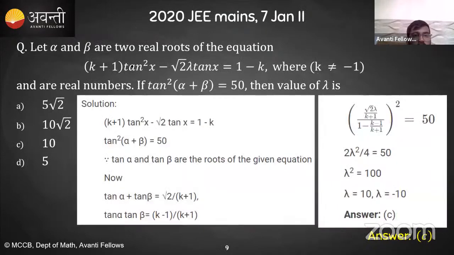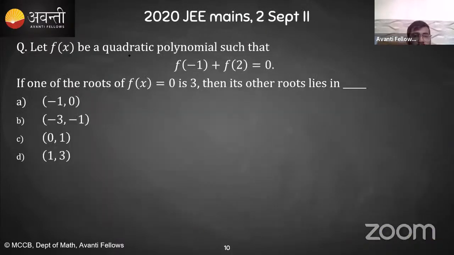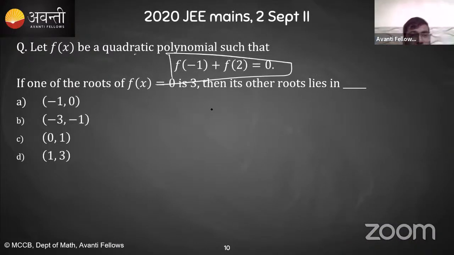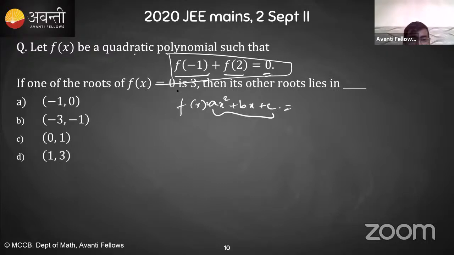Now let's try to solve the next question. Here it has been given to us that there is a quadratic polynomial. Let us assume that the quadratic polynomial is ax square plus bx plus c. Okay, this is our quadratic polynomial. So f of x has been given to us as a quadratic polynomial, and the information is f of minus 1 plus f of 2 is equal to 0, right? We already know that one root of this equation is given to us as 3.